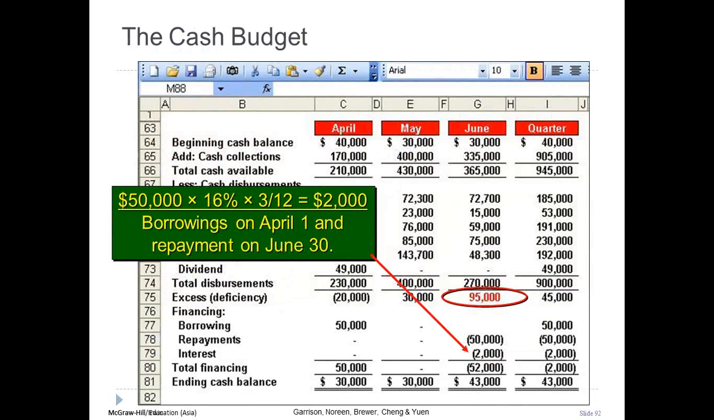The same four steps are repeated for June. The result is an excess of cash available of $95,000. At the end of June, Royal will have sufficient cash to repay the $50,000 borrowed in April, plus the interest on the loan. The total interest is $2,000 as demonstrated in the computation of interest box on the left side of the screen. Royal will end the quarter with $43,000 cash on hand. This cash balance will appear on our budgeted balance sheet.